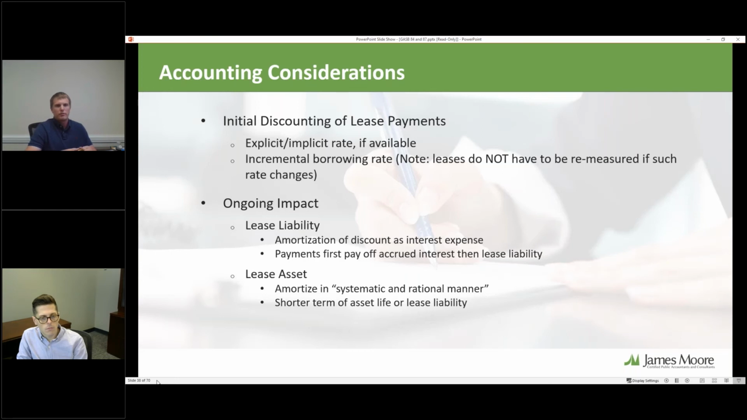Ongoing impacts for the lease liability, you're going to amortize the discount as interest expense over time. Any payments that are received are going to be first applied to any accrued interest and then to reduction of the lease liability. On the asset side, you're going to amortize in a systematic and rational manner, i.e. straight line. I think that's the best way to do it. It's going to be the shorter term of the asset life or the lease liability.